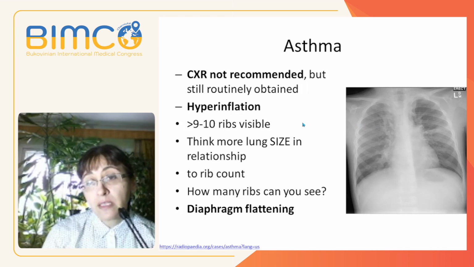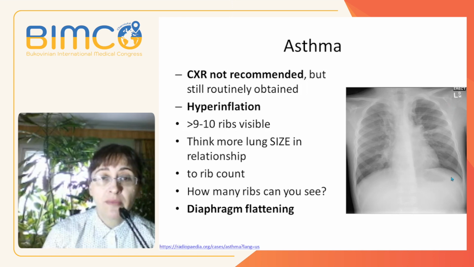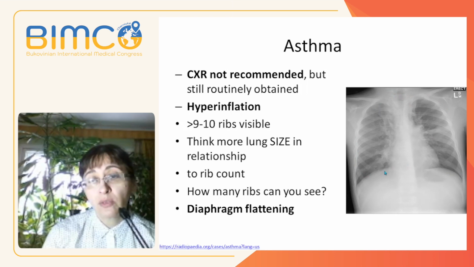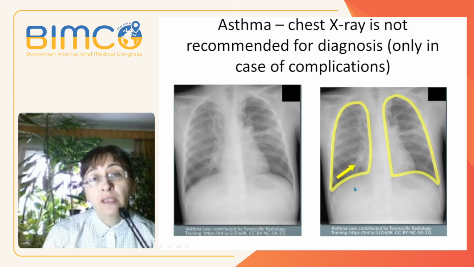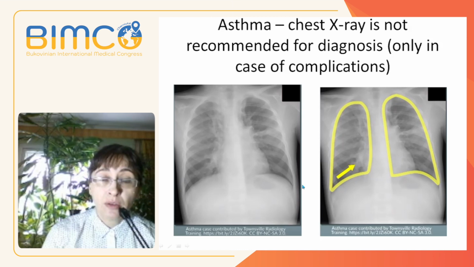And in this chest X-ray of a patient with asthma, we may observe that lungs are hyperinflated on both sides and more than 9 or 10 ribs are visible. Also, another non-specific finding is flattening of the diaphragm. A chest X-ray is not recommended routinely; only in cases of some complications may you order a chest X-ray of a child with asthma.